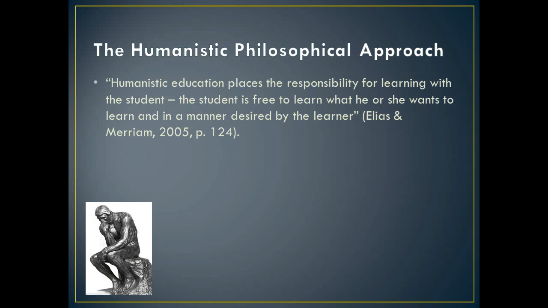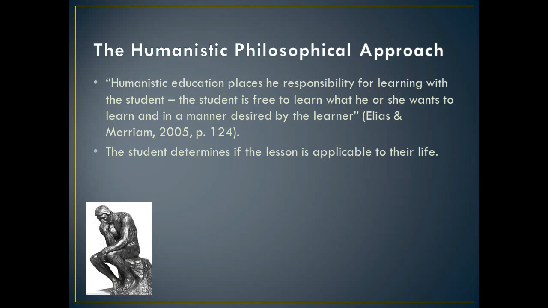Holistic education places the responsibility for learning with the student. The student is free to learn what he or she wants to learn and in a manner that is desired by the learner. The student determines if the lesson is applicable for their life.